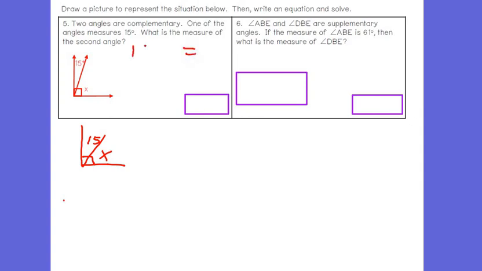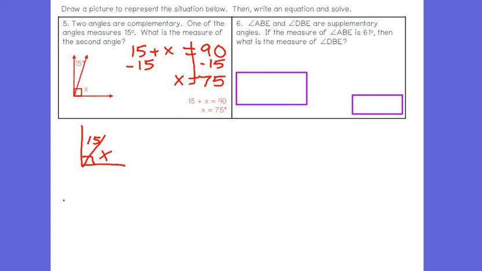15 plus x equals 90. Okay. Then to solve this, all I would have to do is subtract 15 from both sides. Beautiful. And then you get x equals 75. So x equals 75 degrees is what that other angle equals. Yep. And I just used my sketch to help me see the diagram.